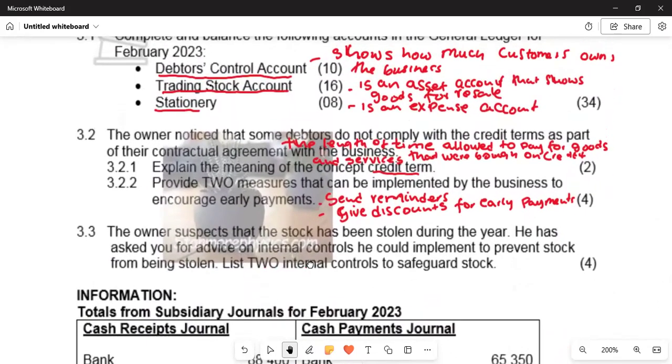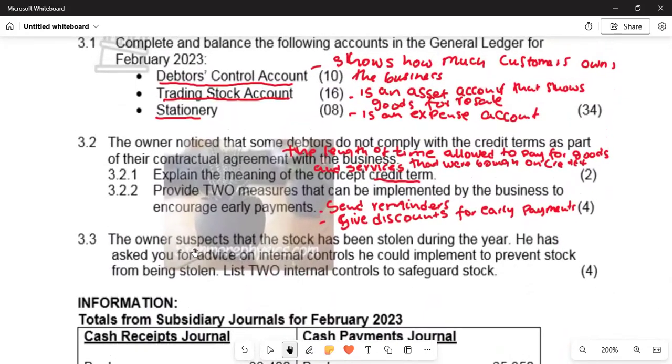3.3 reads as follows. The owner suspects that the stock has been stolen during the year. He has asked you for advice on internal controls he could implement to prevent stock from being stolen. List two internal controls to safeguard the stock. So you are to list only two.